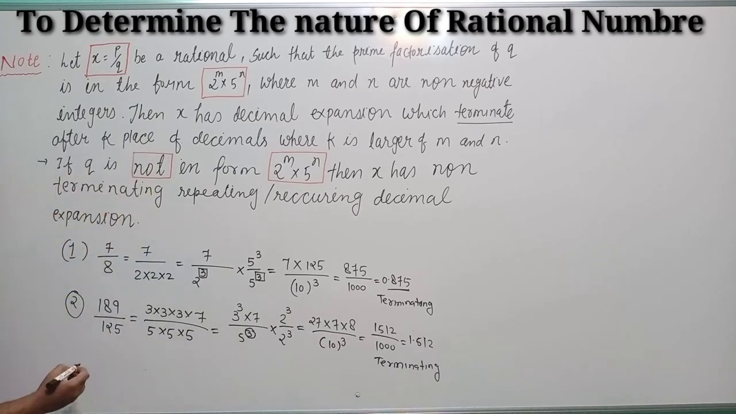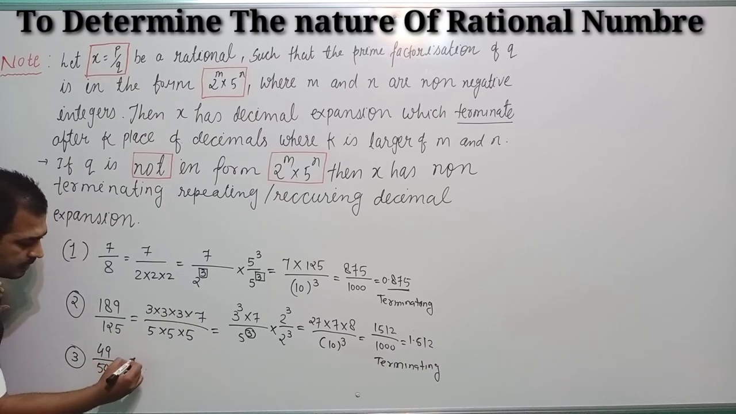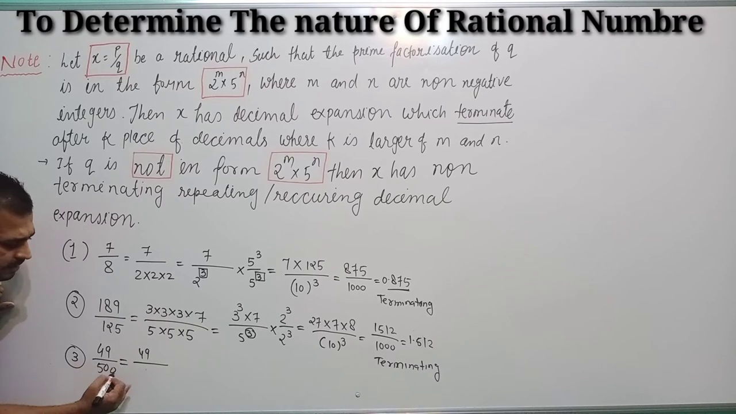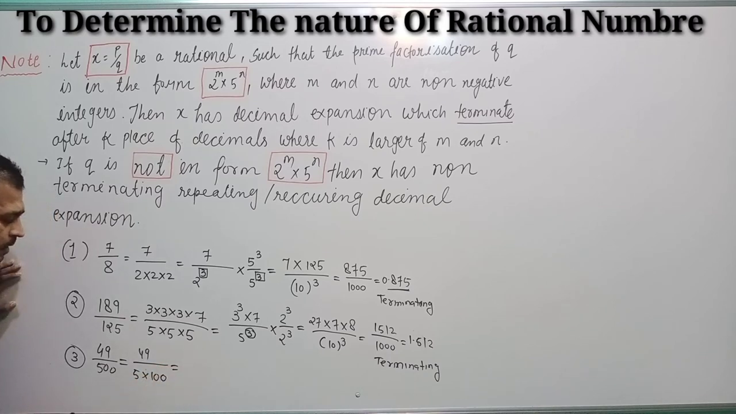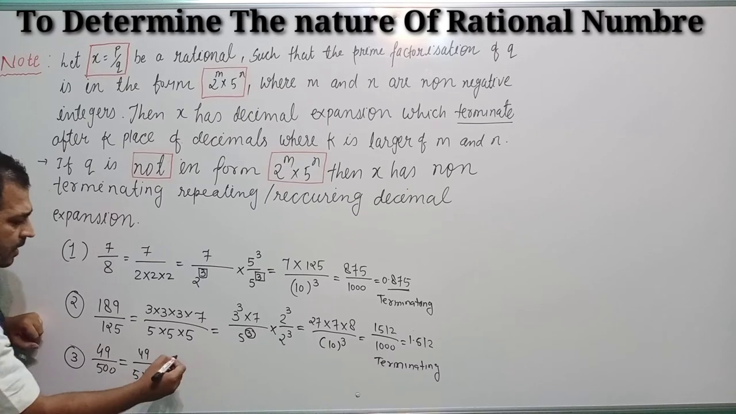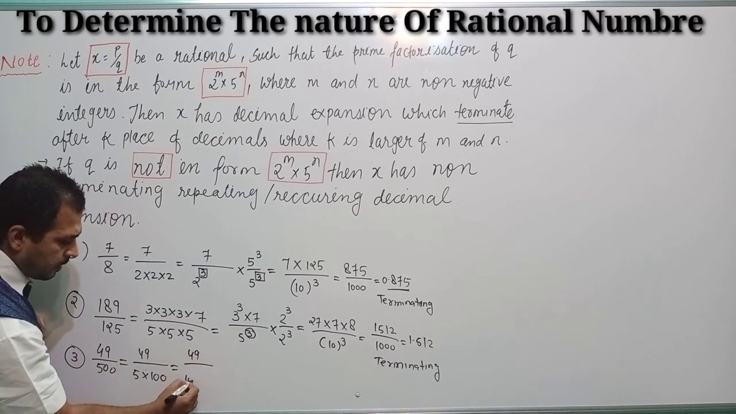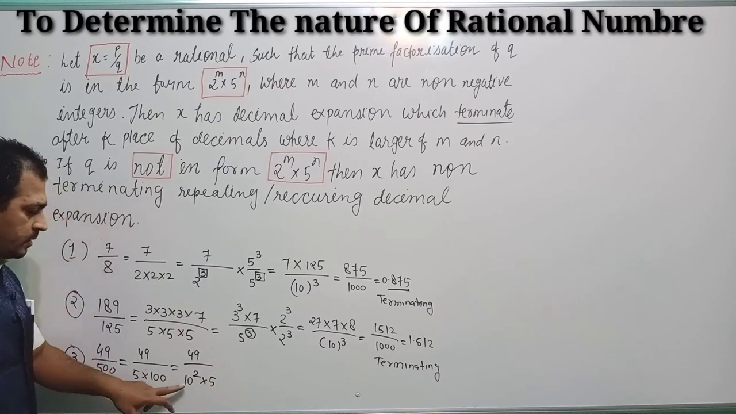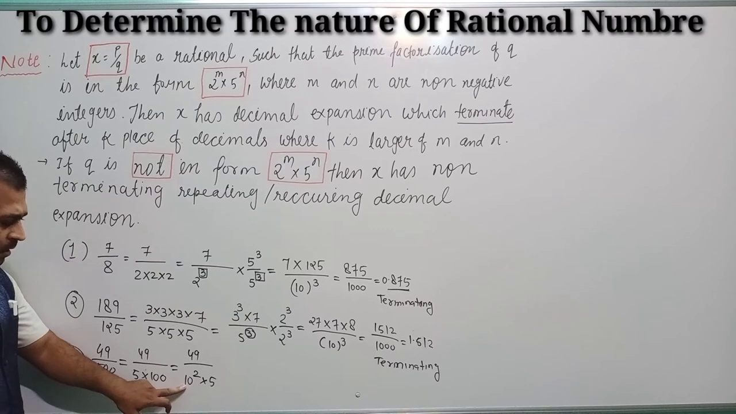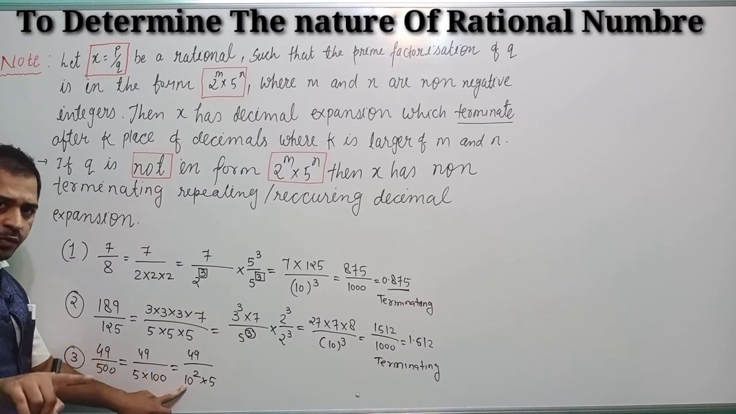Okay, moving to question number 3. Students, suppose you have the question 49 by 500. So you know that 500 can be written as 5 into 100, right students? Now you can see that 100 can be written as 10 squared, so 500 is 10 squared into 5. So here you can see that 10 can be written as 2 into 5.